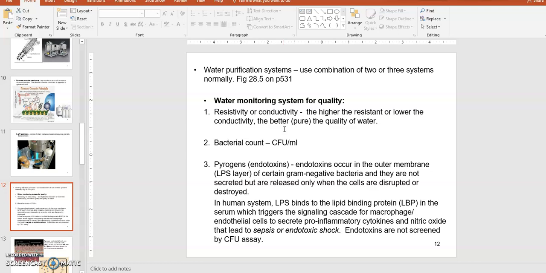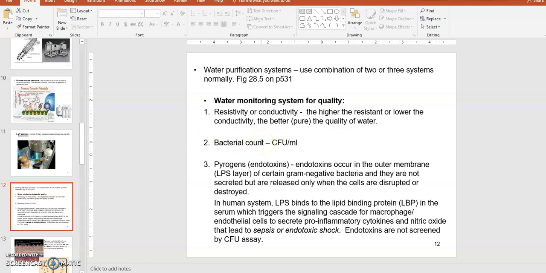So conductivity is correlated with the amount of charged ion still present in your water. If there are still charged ions present, conductivity will go up higher, right? But that's opposite to resistivity, because if you don't have any conducting material in your water, the resistance will go up. So resistivity, conductivity, you can use one of those to measure the amount of charged ion still present in your water. Okay, and then bacterial count, living bacterial cells, how many of them are found there.